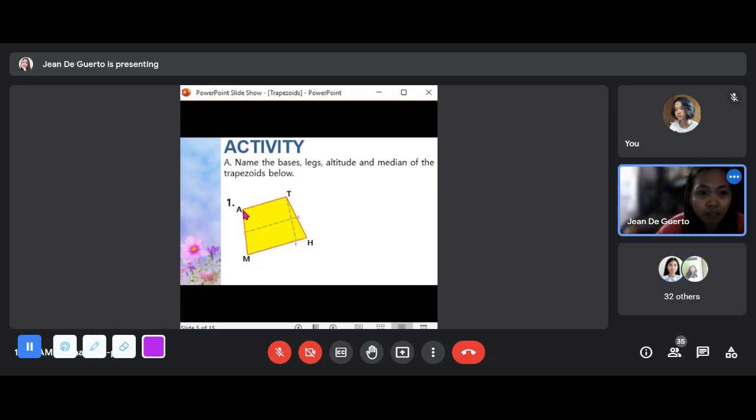If you have here, from point A, vertex A, perpendicular to this side, segment MH. So if we have a point, let us say S here, then line segment AS is another altitude or height. Then line segment IC, that is the median. Okay, from the word mid, middle. Like the mid segment or midline earlier.